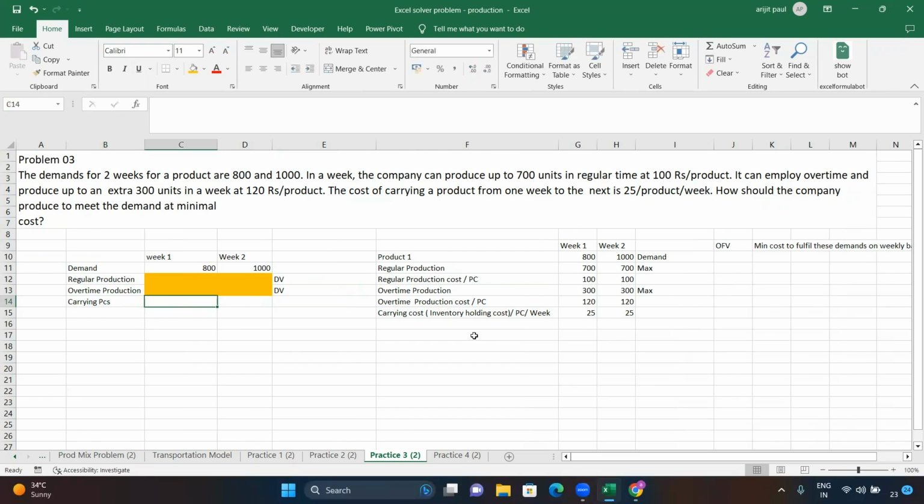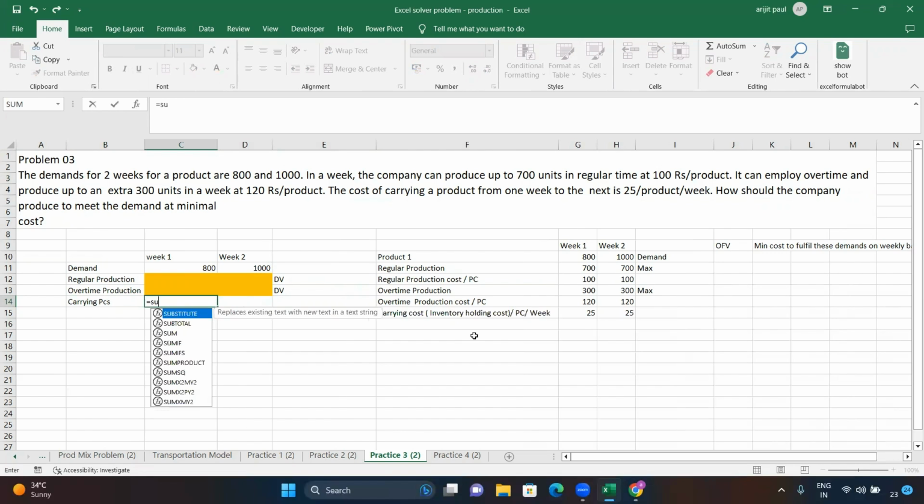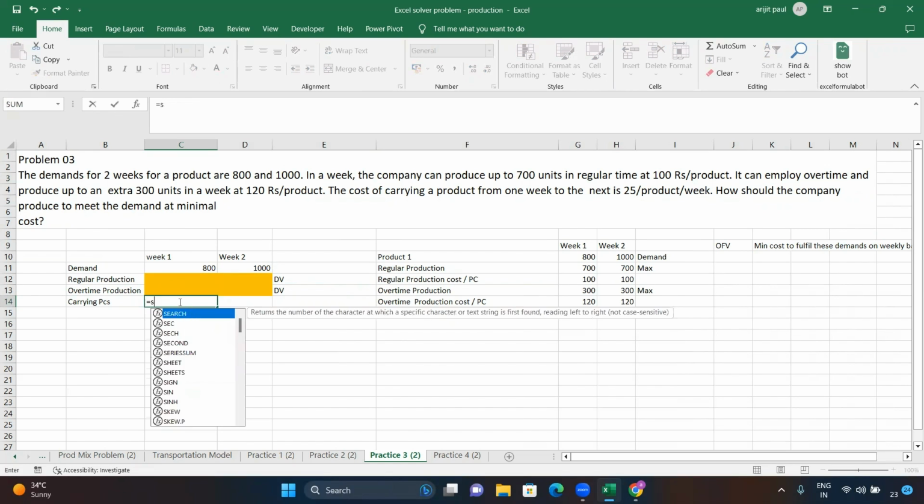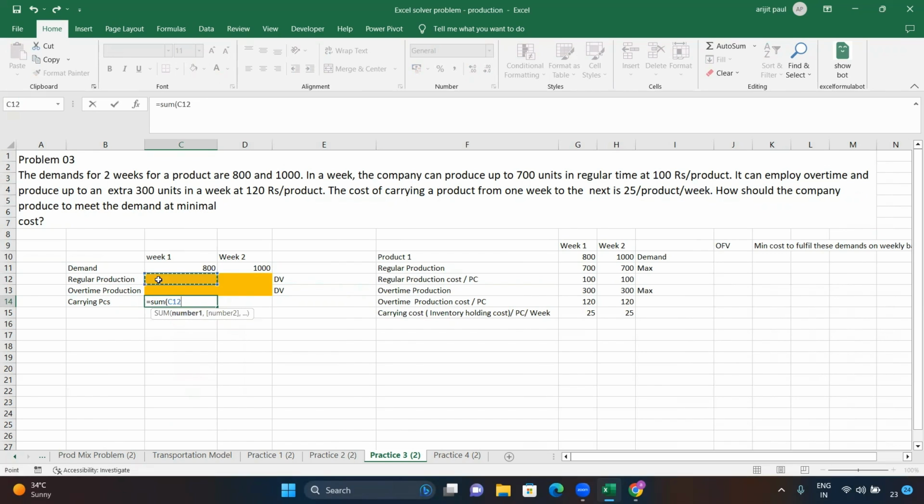And carrying pieces. So carrying pieces will be regular production plus overtime production minus our demand for week 1. So that will be our carrying pieces, per week.